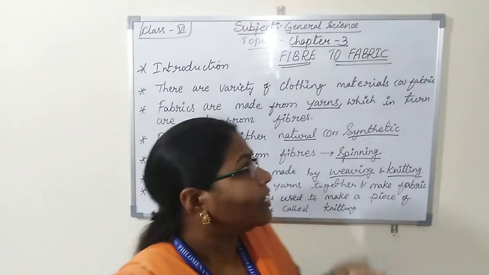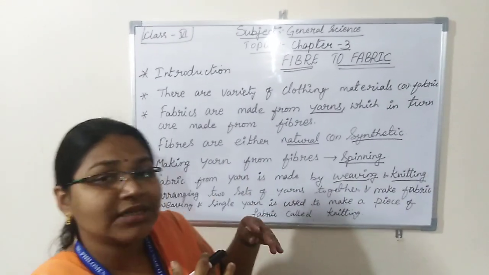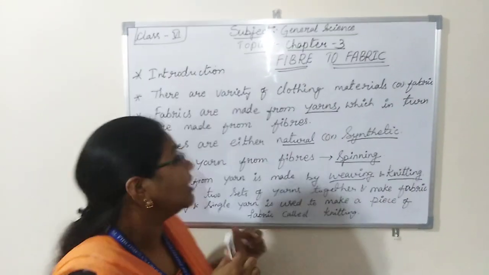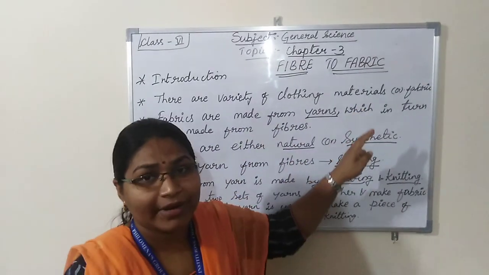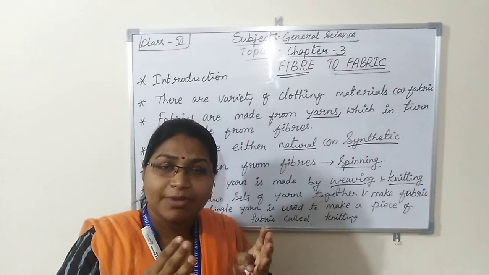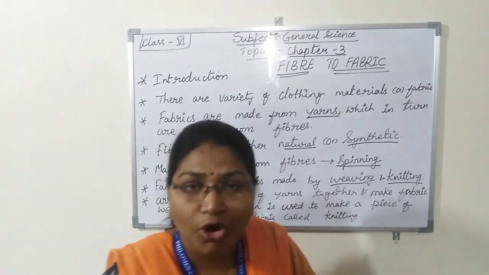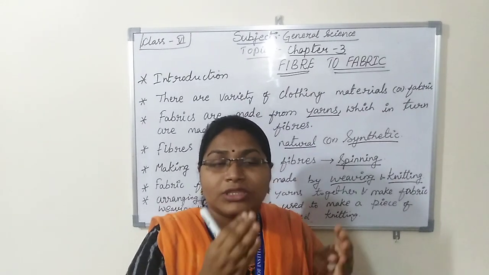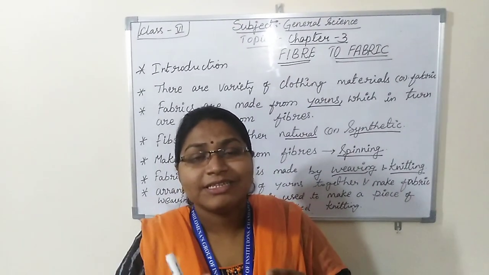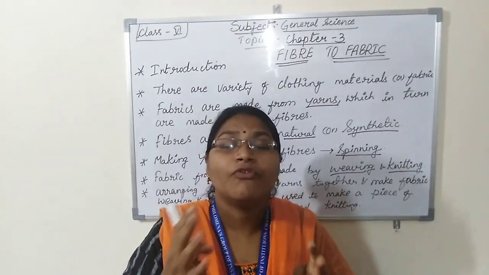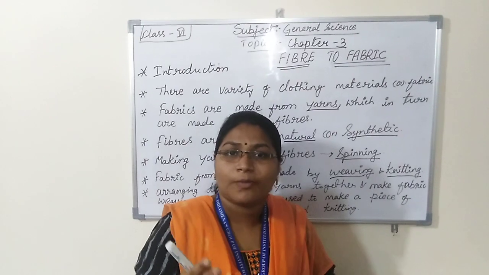So let us give some introduction of new words and what the words mean. So here there is a variety of clothing materials or fabrics. Variety of fabrics means cotton. Suppose you went to any cloth shop, they will show you this is the cotton dress material, this is cotton saree, this is cotton fabric, that is called a fabric. Variety of material: cotton, silk, nylon, polyester.